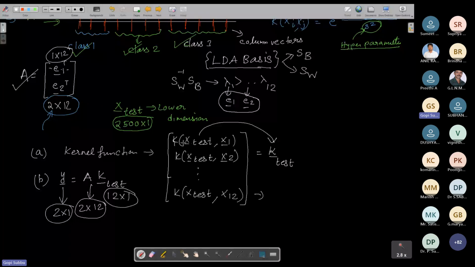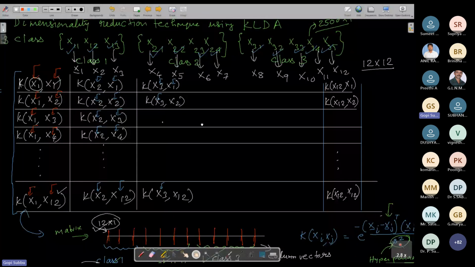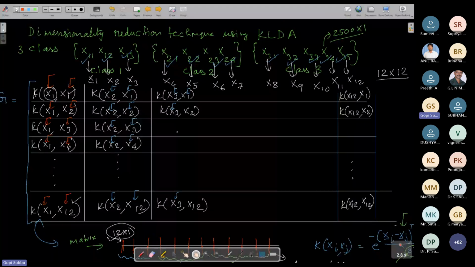So whatever I told now is the procedure without proof, the procedure that we are having, right? So the dimension reduction technique using KLDA is a very powerful tool, right? Those who are interested can actually adopt this for their application. So for dimension reduction, I repeat. If you are given 3 class data, each class is having a different number of vectors. Like class 1 is having 3 vectors, class 2 is having 4 vectors, and class 3 is having 5 vectors.